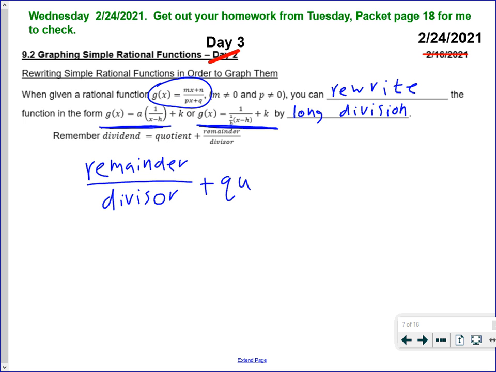But anyway, we have a remainder over our divisor, and we're going to add our quotient to it. We don't really want it in this form over here. We much prefer having a remainder over our divisor, then we're going to add our quotient to it. And we'll see in the next slide why we do that.